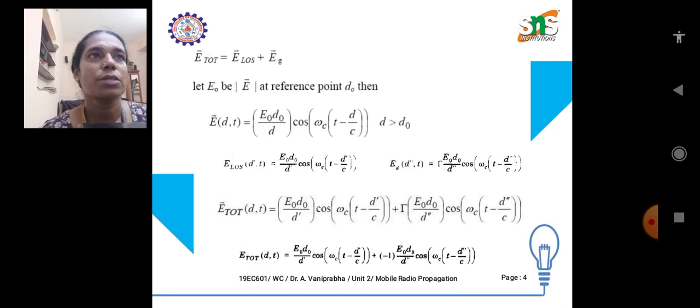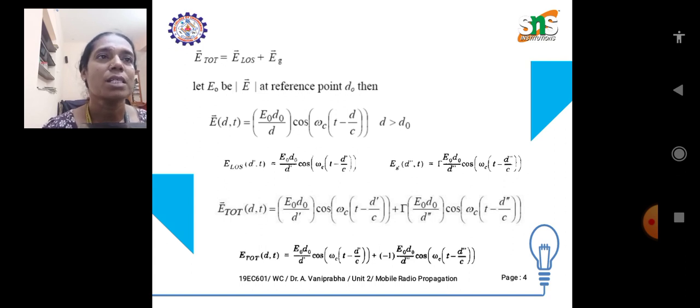So this is mentioned here. E total is equal to E line of sight plus E_g. E_g is nothing but the ground reflected path. Let E naught be the E at reference point d naught. d naught is nothing but the reference point. Therefore, E of d at time t is equal to E naught d naught by d cos omega_c (t minus d by c), where d is greater than d naught. These are the expressions we have gone through in the previous subject, electromagnetic fields.